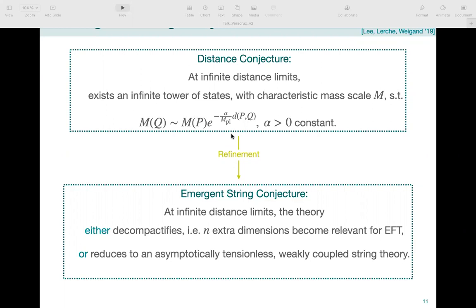The other option is that your theory, instead of having a decompactification, so extra space-time dimensions, you have an asymptotically tensionless weakly coupled string theory. And now you have the string theory where you need to take into account the higher excitation states, the whole spectrum of the string, and this is the infinite tower in this case. So this is providing a physical description, let's say, of the mechanism that is forcing this tower into existence.